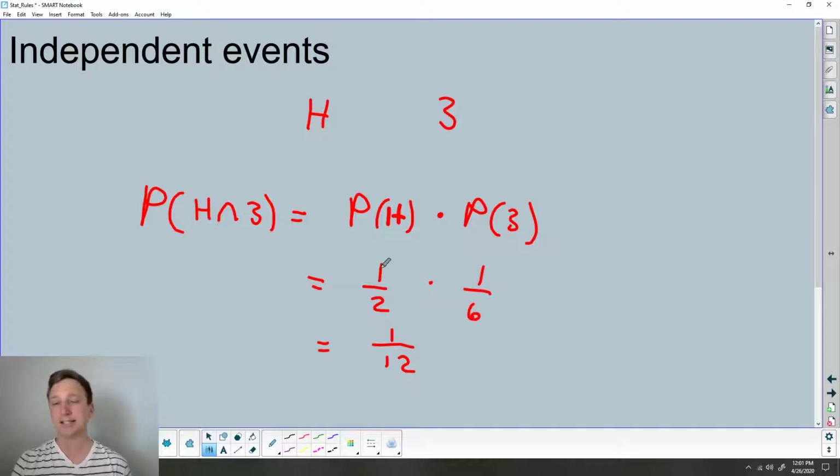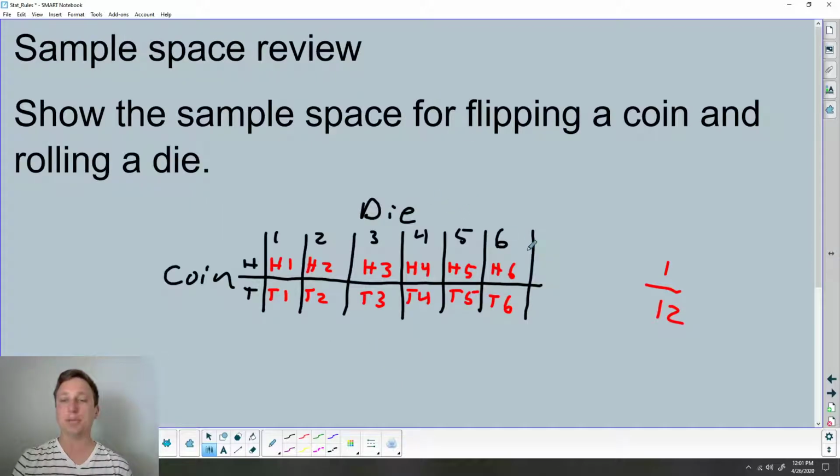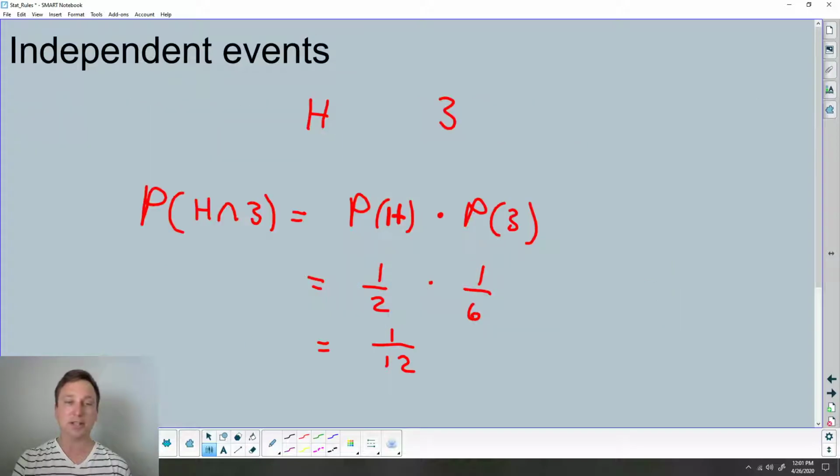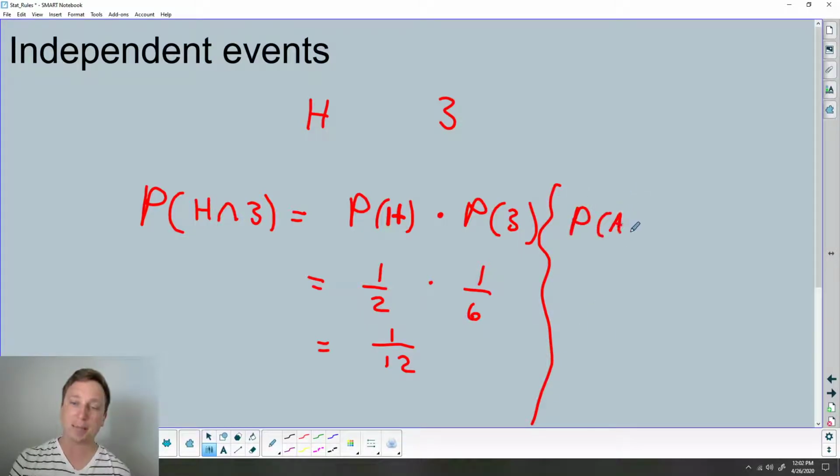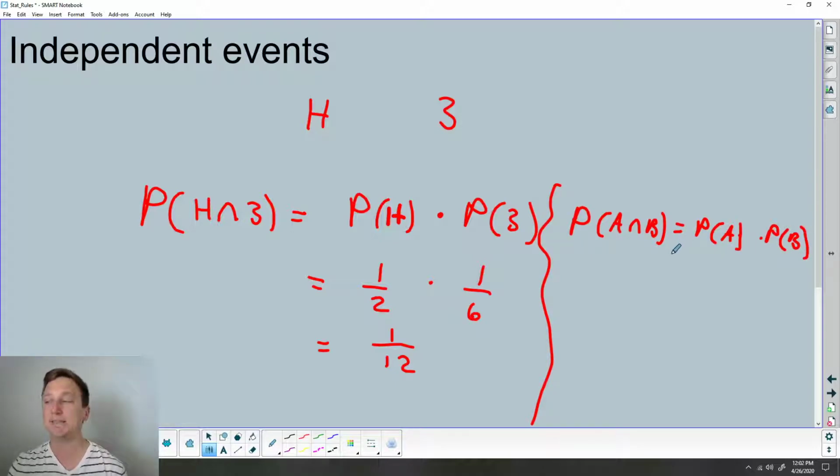This process is a lot more streamlined than going back and writing out this and seeing one of the 12 outcomes. What this tells me is one of the 12 outcomes satisfies this requirement. So when two events are independent, if we want to generalize this, the probability of event A happening and B, whenever we say and, we multiply, is the probability of A times the probability of B. These would be independent events.